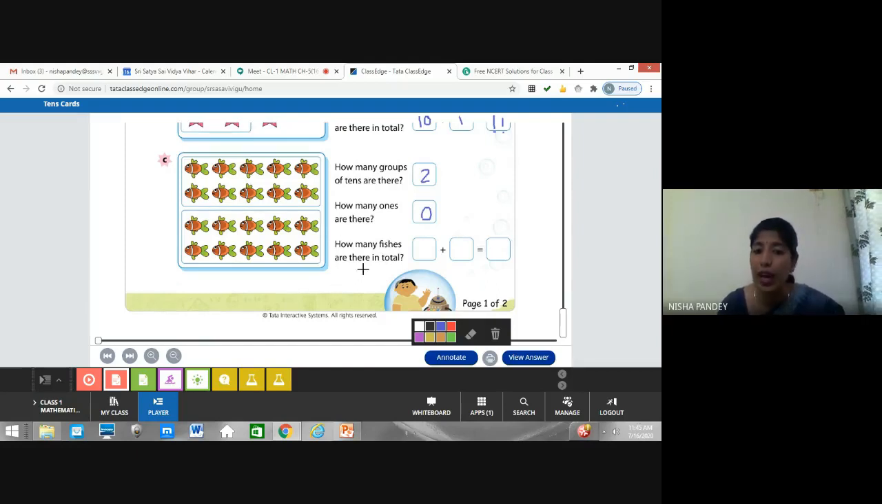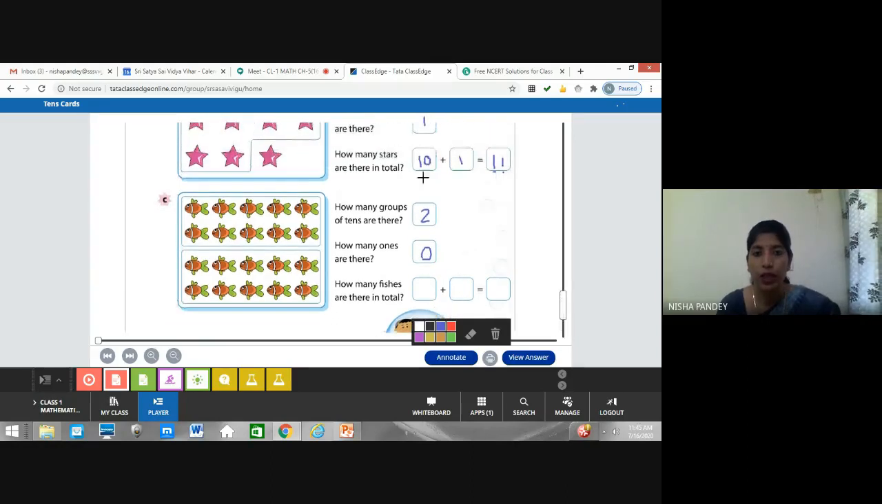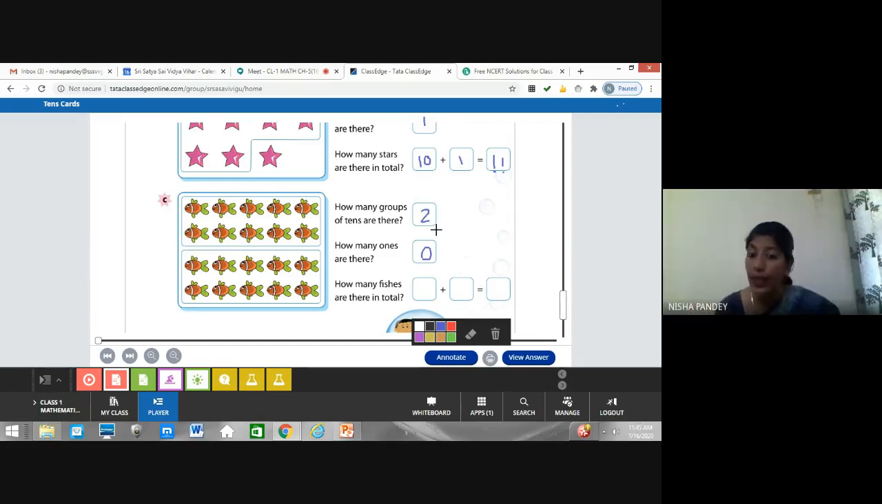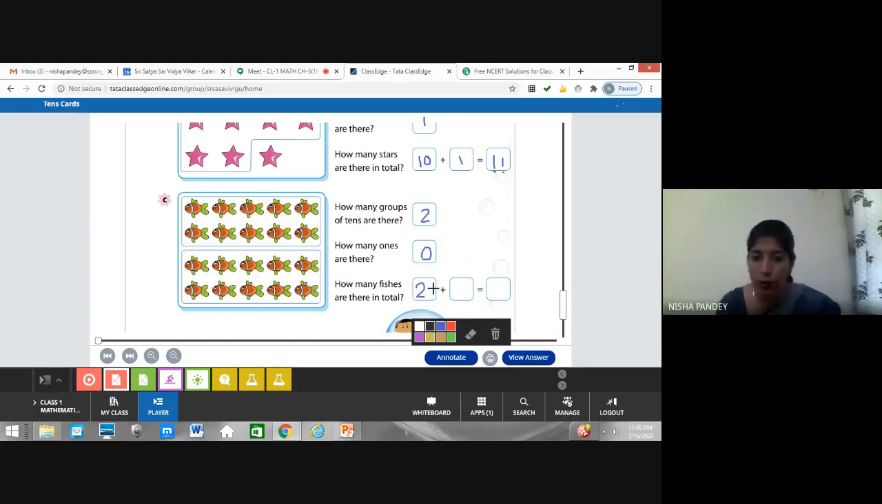Now, how many fishes are there in total? What do you have to do? Two groups, two bundles of tens is equal to how much? One bundle of tens is equal to 10, right? As we have seen here at the top. If I move the cursor a little up, you can see this example further. Here we had one bundle, so we had written 10. So two bundles means simply 10 plus 10. So what can we say? Ma'am, can we say 20? Yes, 20. Very good. So we'll write here 20.